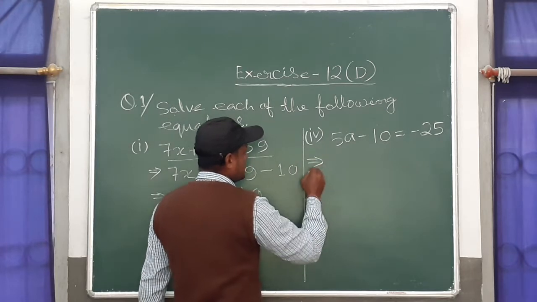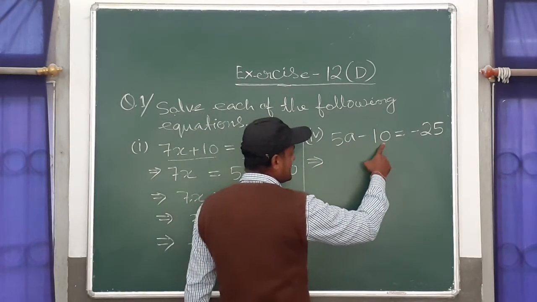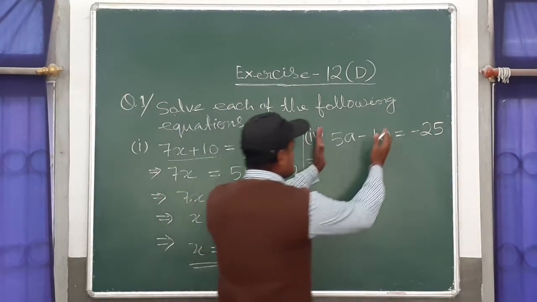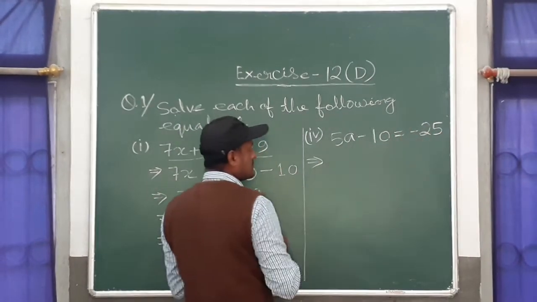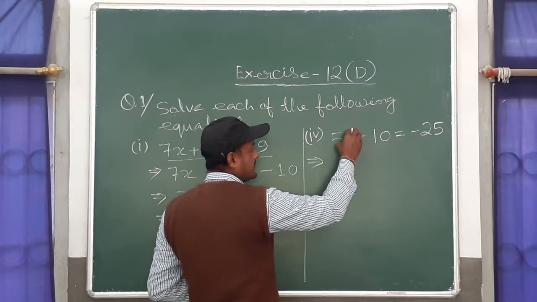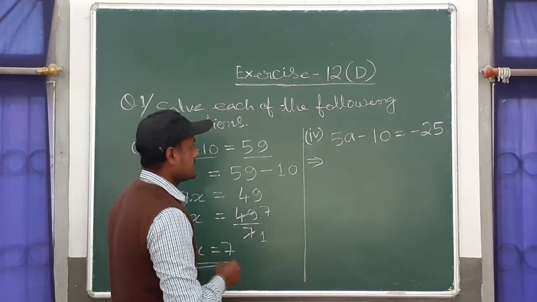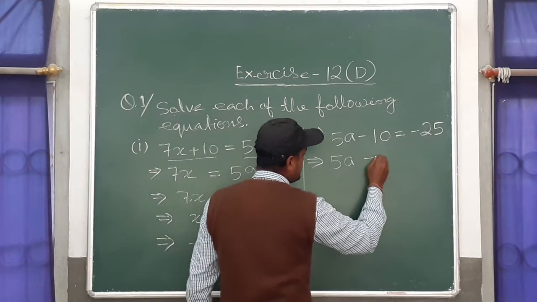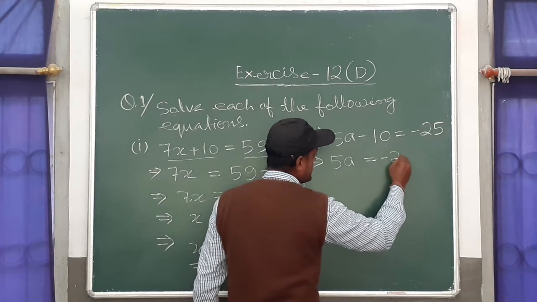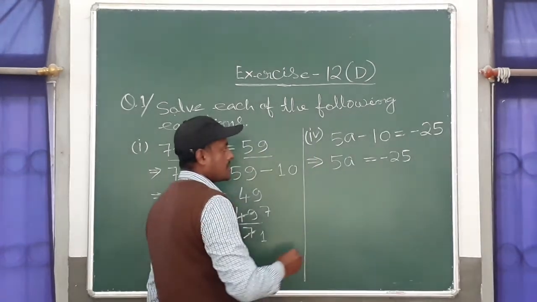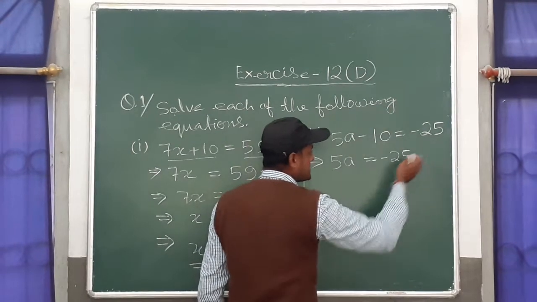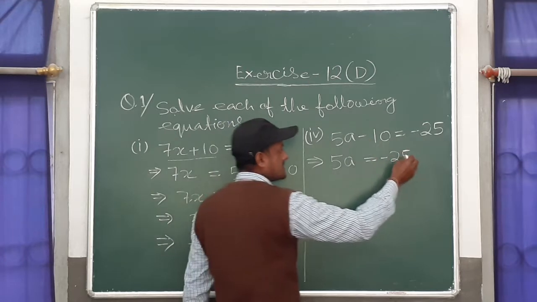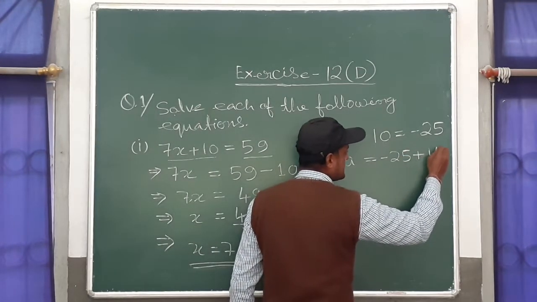Now again, on the left hand side we have 5a minus 10, and on the right hand side we have minus 25. This is equal to this, but we do not know the value of a. So we have to find out the value of a. What we will do, again we will write 5a is equal to, and minus 25 is already here, so we write minus 25. Now I told you that when we shift minus 10 from the left hand side to the right hand side, the sign will change. So minus 10, what do we have to write here? Plus 10.